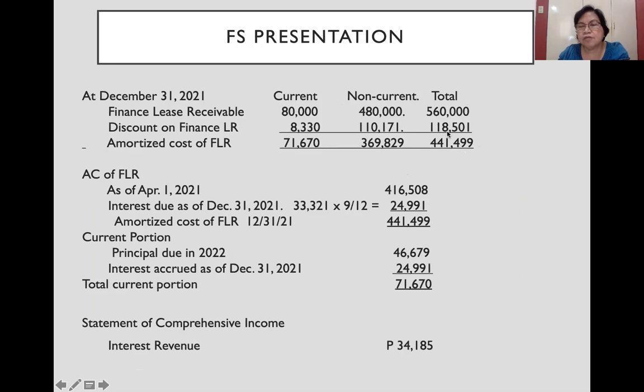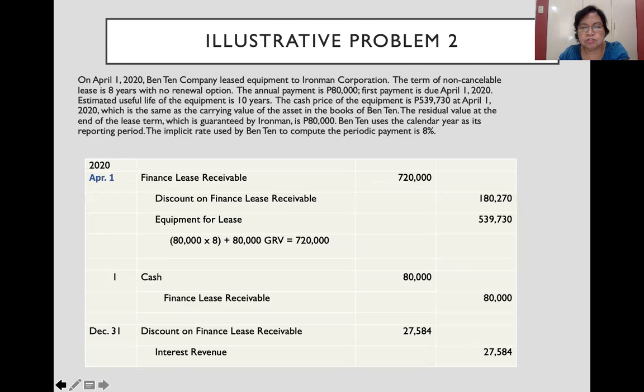441,499. If the company uses the current, non-current presentation of assets and liabilities, the finance lease receivable will have to be split into current portion and non-current portion. So the amount of principal that is due next year, the year 2022, will be included as part of current portion. So how do we check this 441,499? So as of April 1, 2021 is in our amortization table.